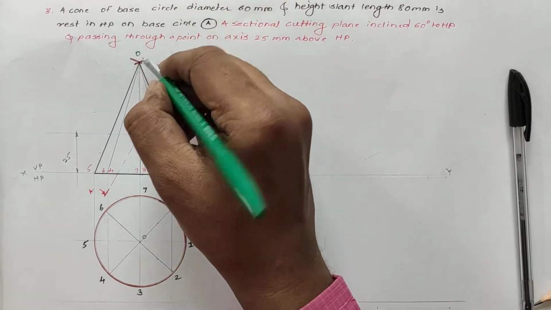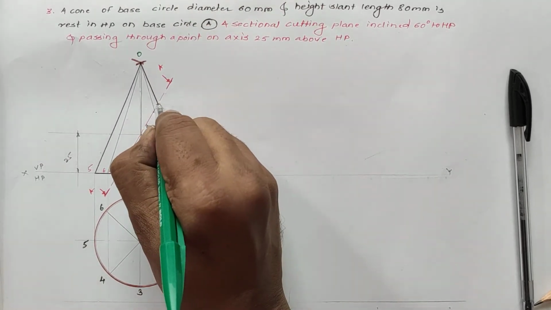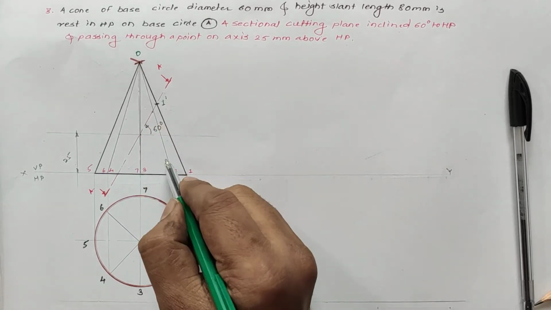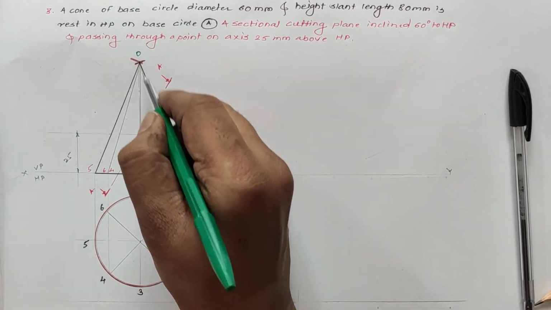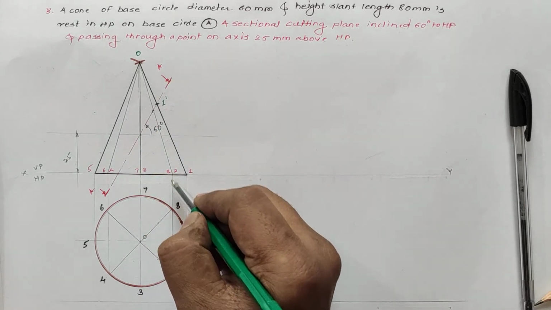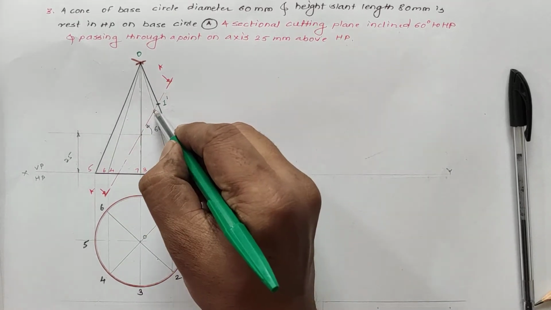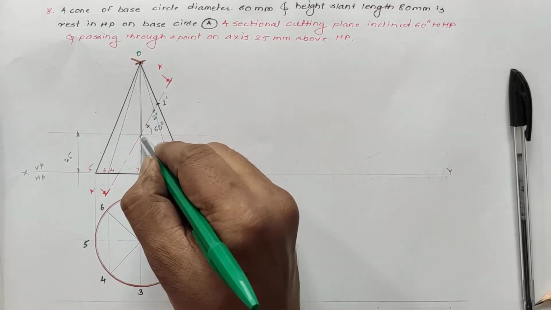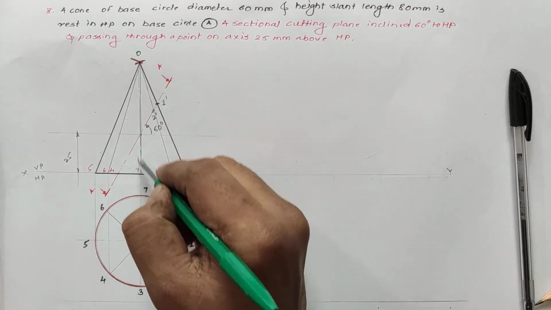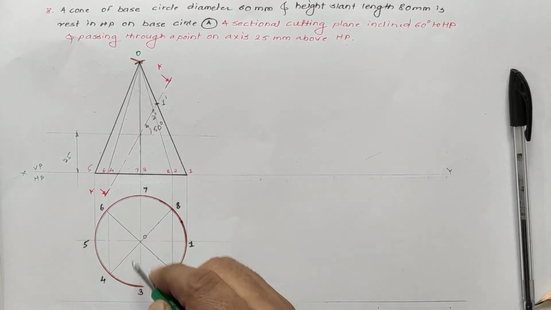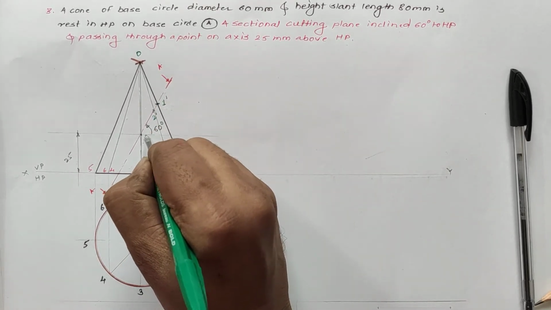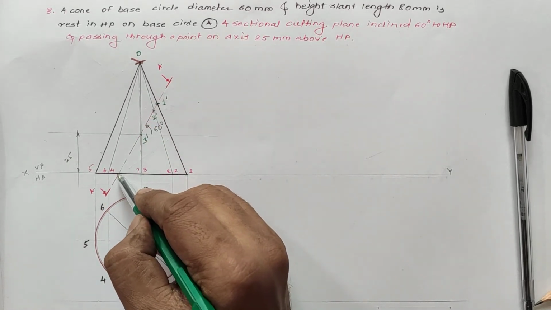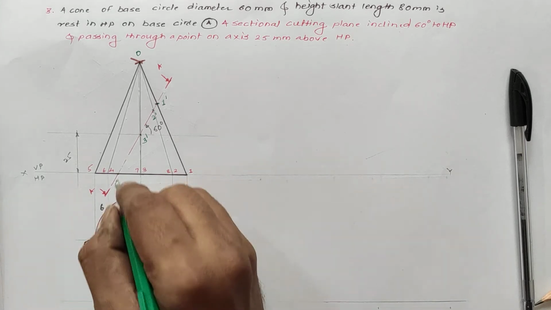From apex O to 1, the cutting plane cuts at this point, which we call 1 dash. Then the cutting plane cuts the generator O2 at this point, which we call 2 dash. Similarly, the cutting plane cuts the front generator O3 at this point, which we call 3 dash. Then it cuts the base.